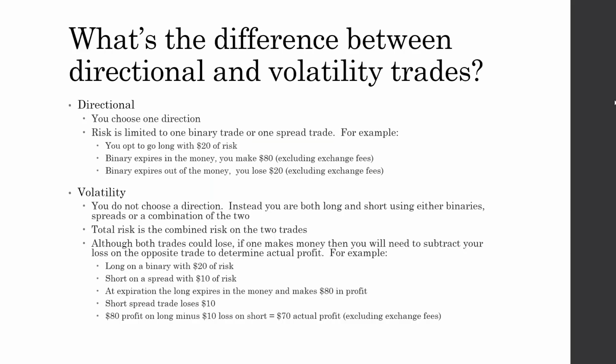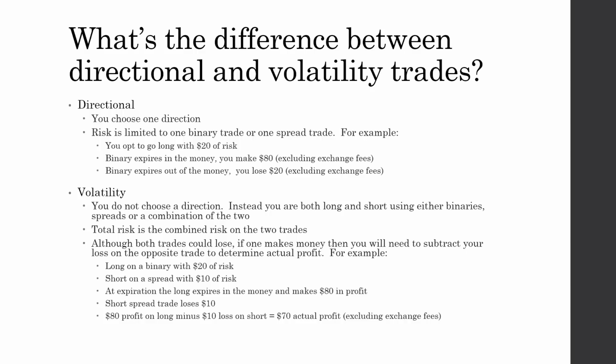So what's the difference between a directional versus a volatility trade? Well, with directional, you really choose one direction and you go with that. You have risk on only one trade, which is your directional trade, and your profit would be the payout minus the risk that you paid on entry. Does everybody understand that? So for example, let's say you opted to go long on a binary, okay? You paid $20 of risk. The binary expires in the money, so you make $80. That's simple, okay? Or it expires out of the money and you lose the $20, okay?